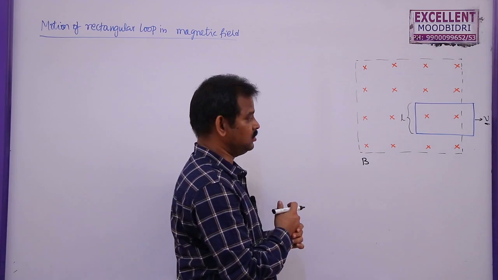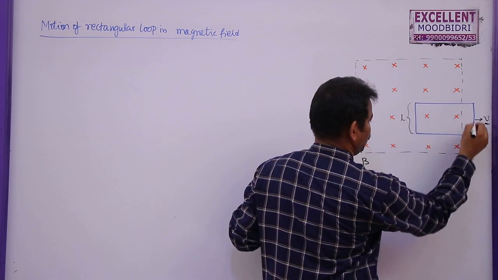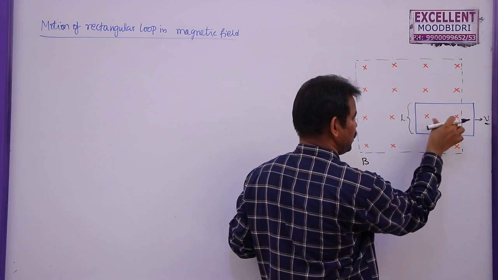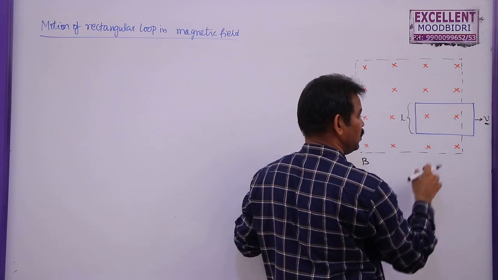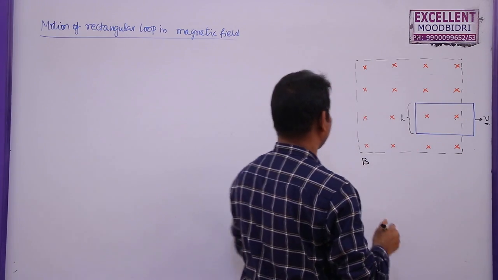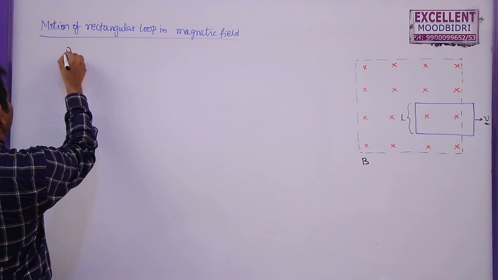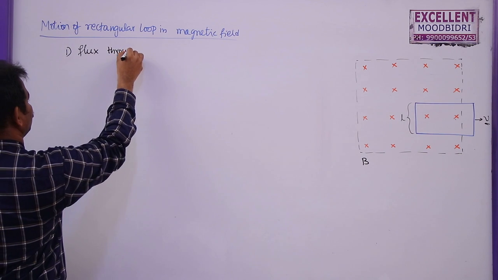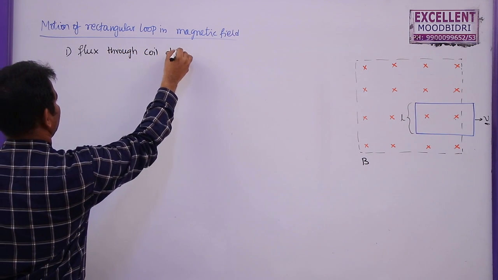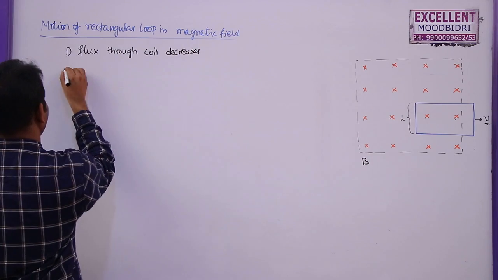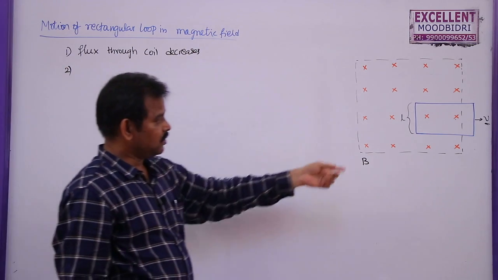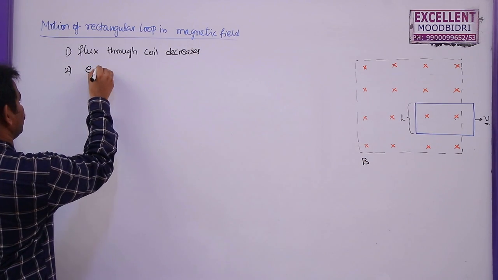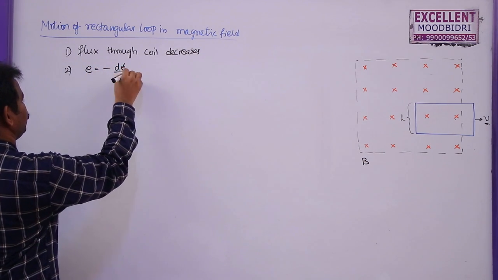As the rectangular loop is moving towards the right side, slowly the amount of magnetic field passing through this loop will decrease. That means flux is decreasing here. First point, when it is pulled towards the right, flux through the coil decreases. Second, as the flux decreases, there is a change in magnetic flux linked with the coil, which is going to be minus d phi by dt.